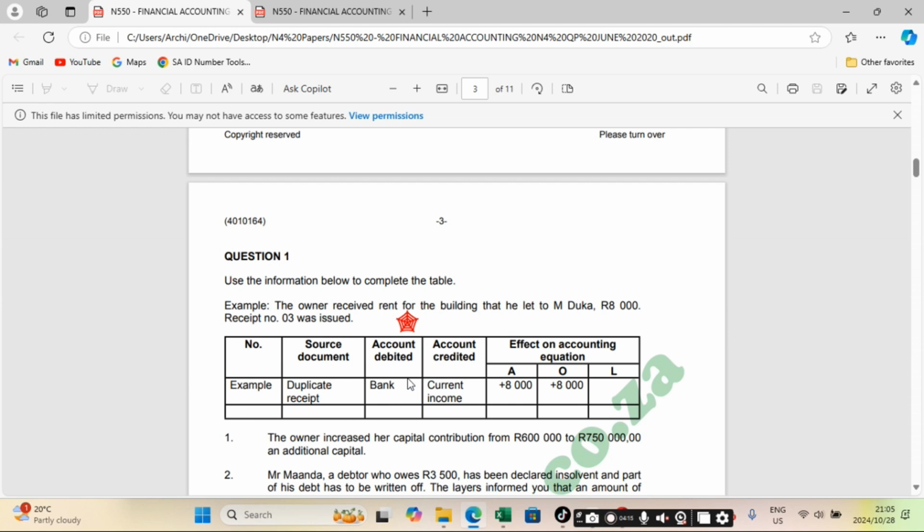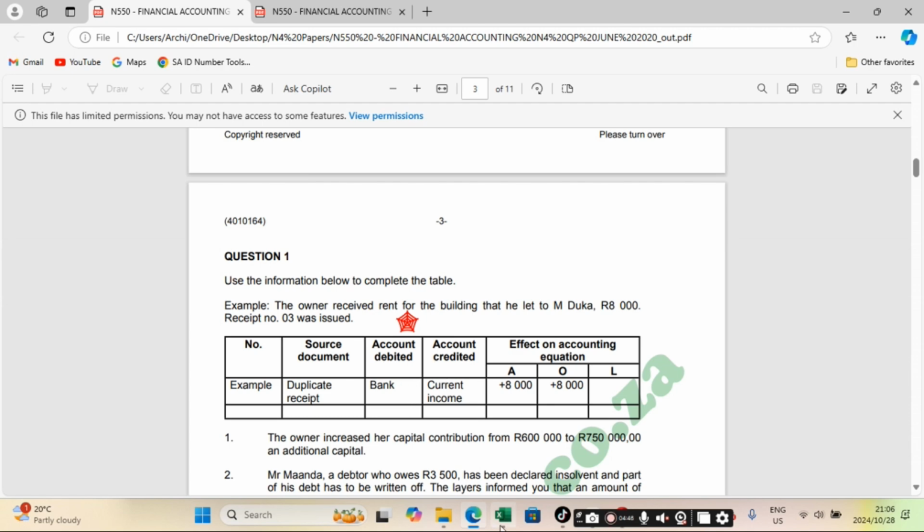And now account debited and account credited. We need to know which two accounts will be affected. Here they're saying our bank and our current income. The bank is debited, and current income is credited. What's happening here? We're receiving money for rent, so the rent account will be affected. This is rent income. So the account debited is our bank and the account credited is our rent income.